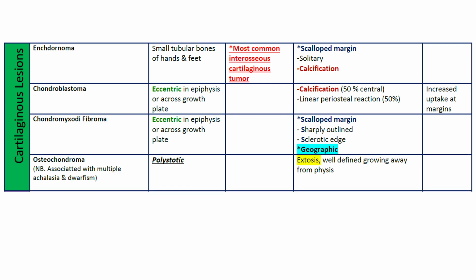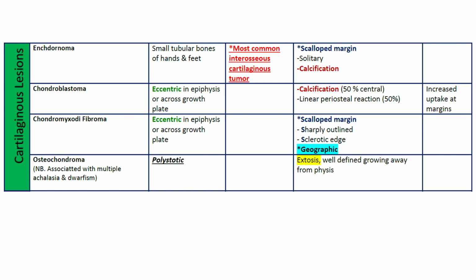Finally, osteochondroma. Osteochondroma usually affects patients with multiple achondroplasia or dwarfism. So it's very important to follow a patient's multiple achondroplasia and dwarfisms to exclude osteochondroma if they have any bony complaints or any bony swelling. This lesion is usually polyostotic, which affects multiple bone sites, and the CT will show exostosis, well-defined lesions growing away from the physis.